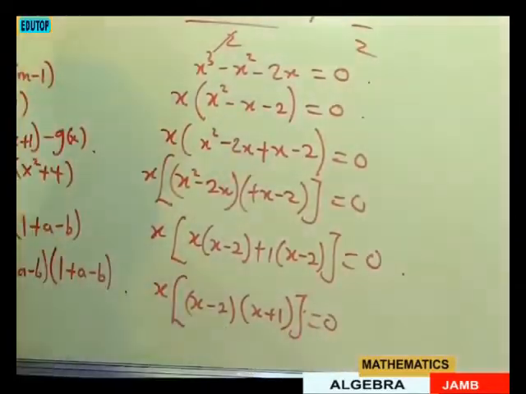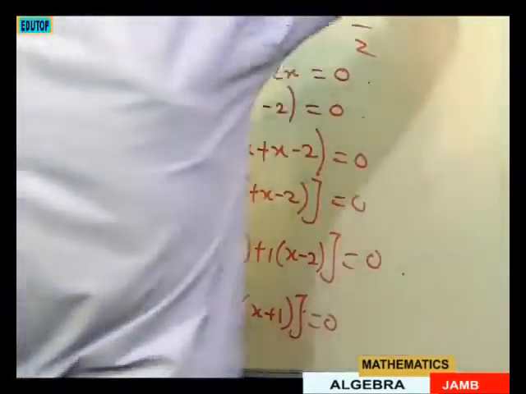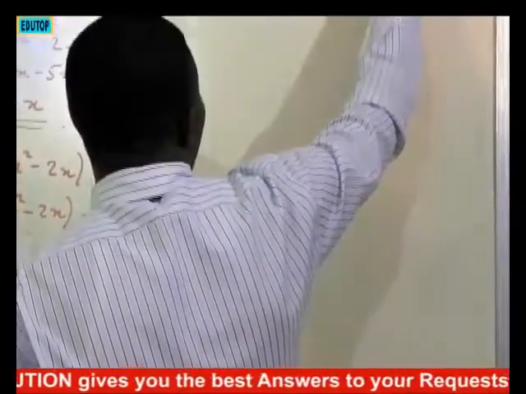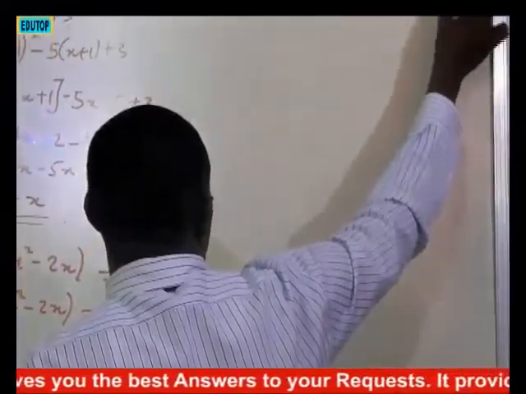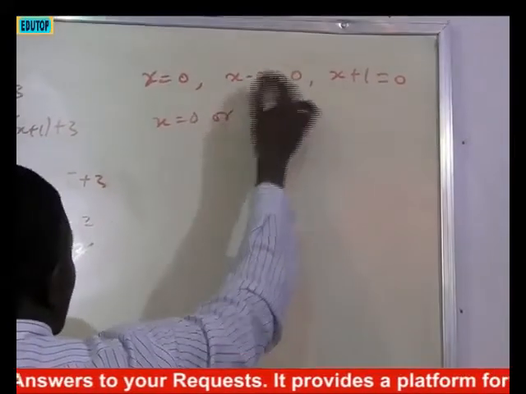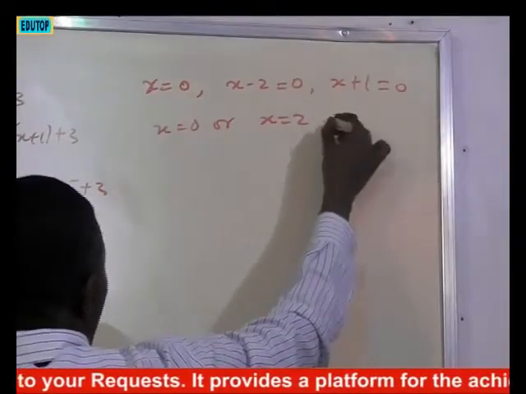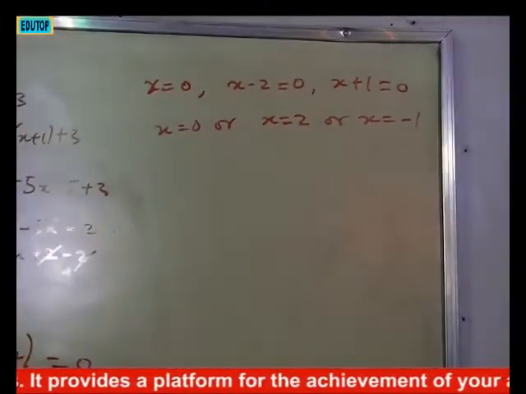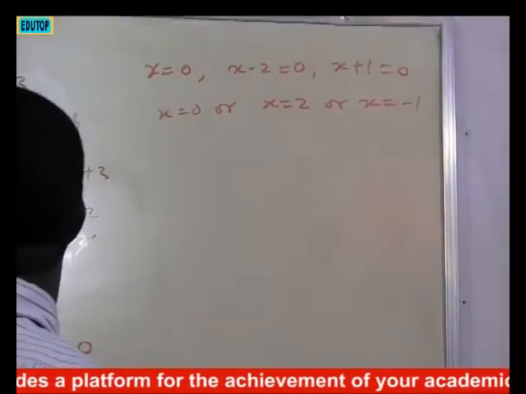So if you want to interpret this, what it means is that x equals 0, that's the first one. X minus 2 equals 0, that's the second one. Then x plus 1 equals 0. So I have x equals 0, or x equals 2, or x equals minus 1. And the question now asks for the positive number of x.